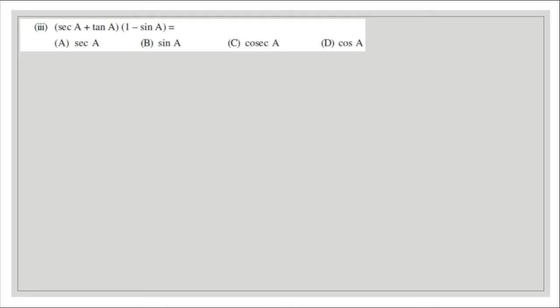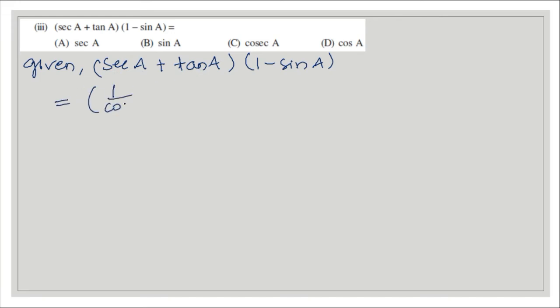Let's take up the third one. In the third one, it is given that secant A plus tan A multiplied by 1 minus sin A. Here you should have a hint that one of the terms is sine, so it's better converting secant and tan in terms of sine and cos. So we get this as 1 by cos A plus sin A by cos A, multiplied by 1 minus sin A.